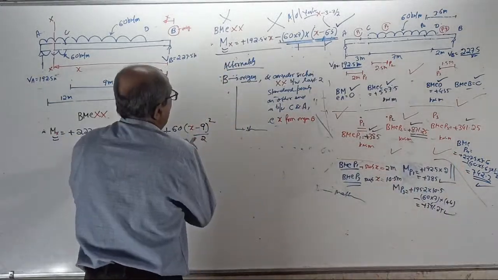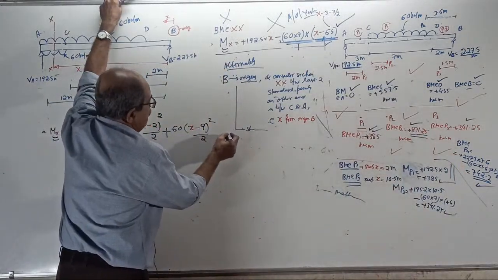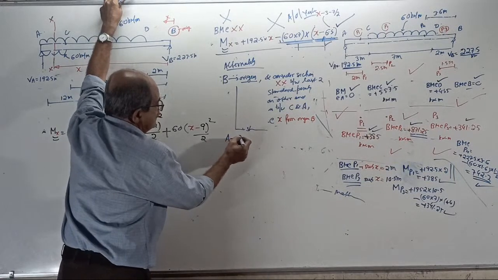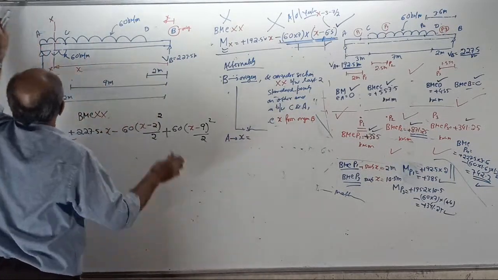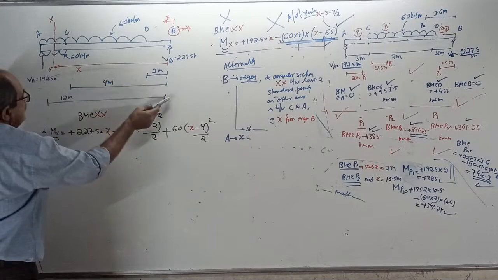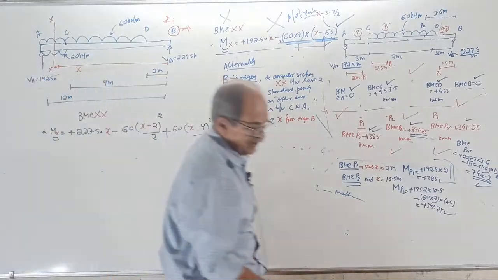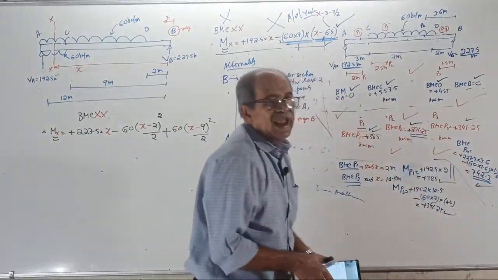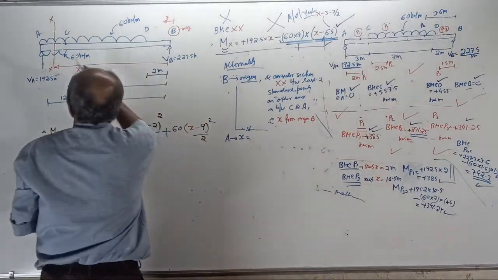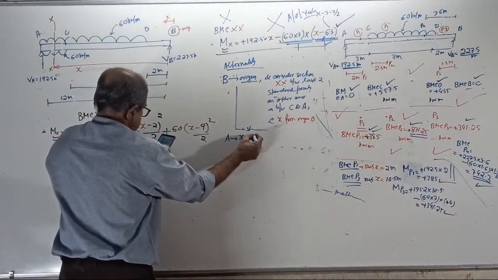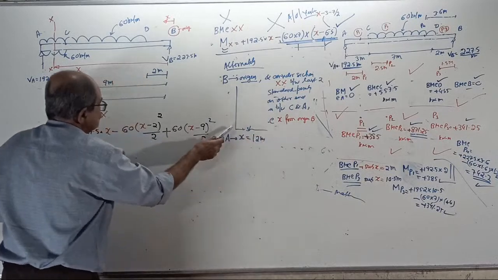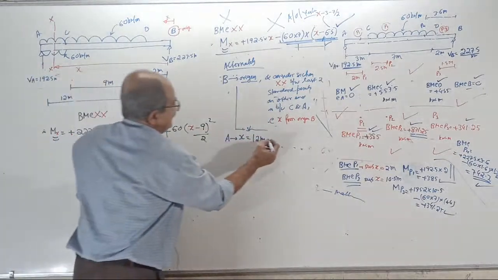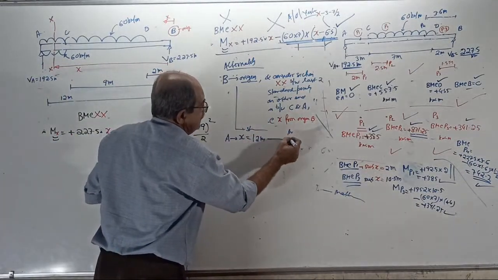Now do one thing. To get bending moment at A, substitute X equal to, fast. Keep on telling me the answer. To get bending moment at A, put X equal to 12 meter. Use the full equation. Guaranteed answer is 0.